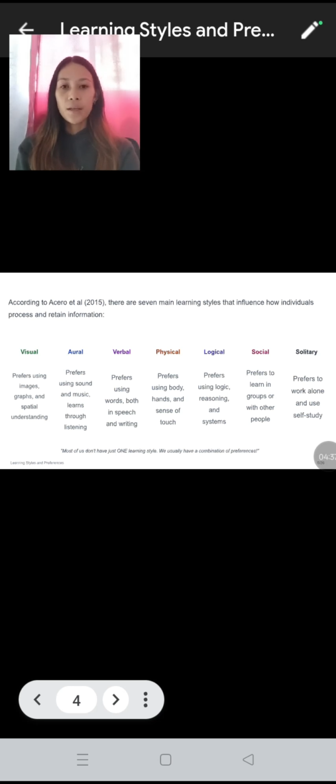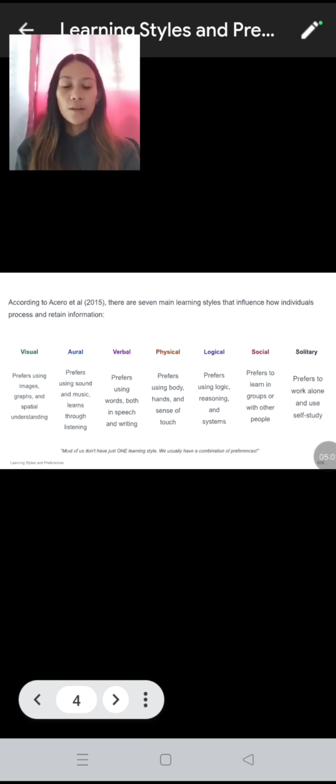Third is verbal learning style. This style focuses on learning through words, both spoken and written. They prefer using words both in speech and writing. If you learn well by reading textbooks, writing notes, or explaining concepts out loud to someone else, you might be a verbal learner.